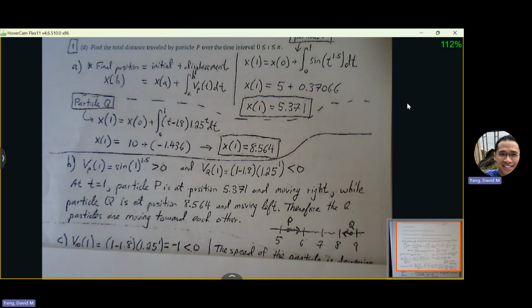Okay, any question with B? I think if you can visualize it and know where the particles are beginning and which direction they're moving, I think it's easier to see, okay, it's obviously moving towards each other because of where they're starting and which direction they're moving.